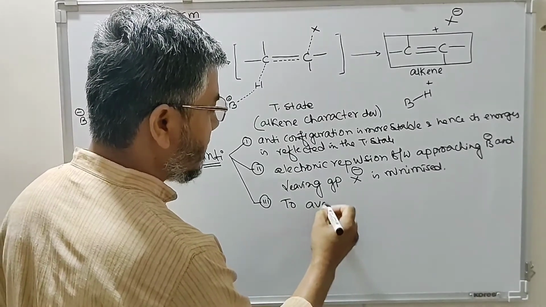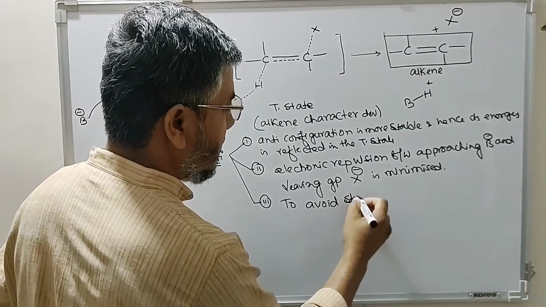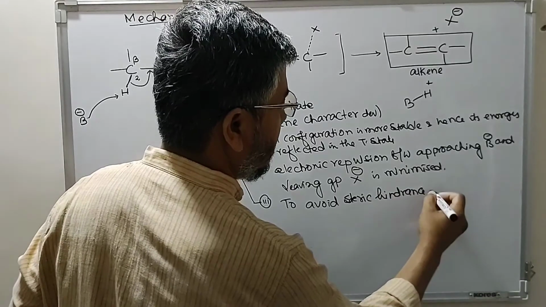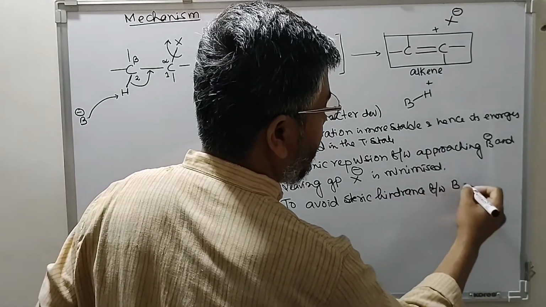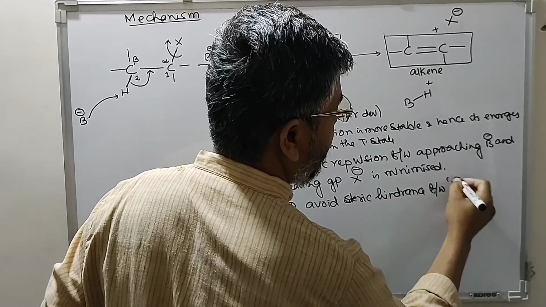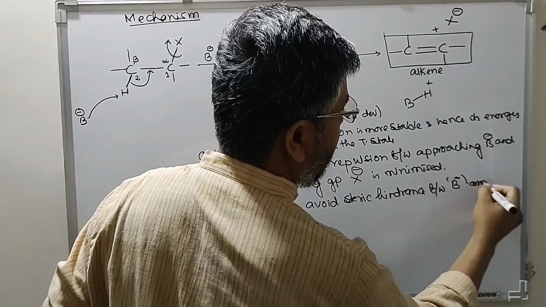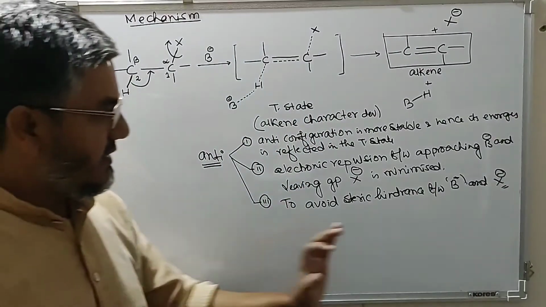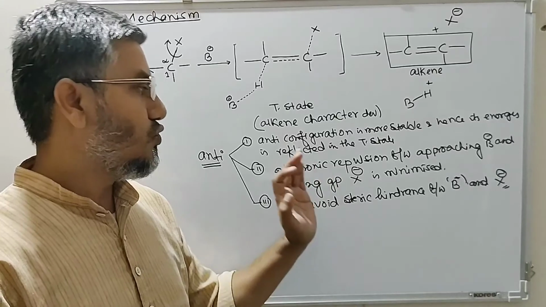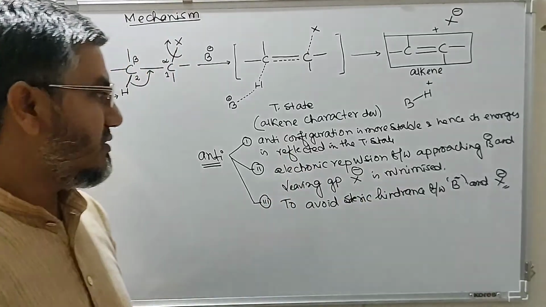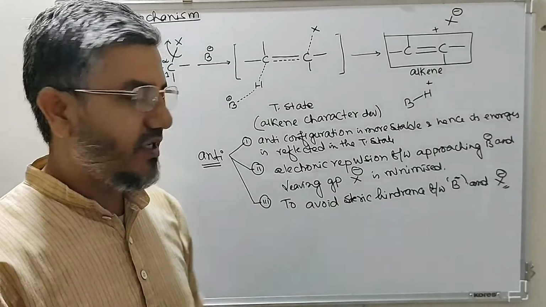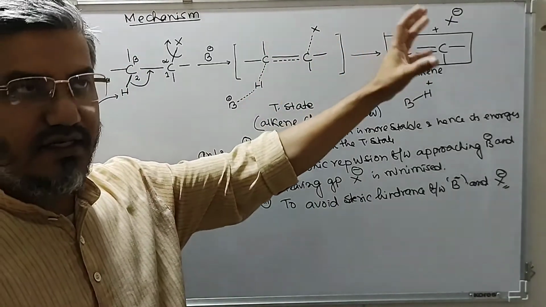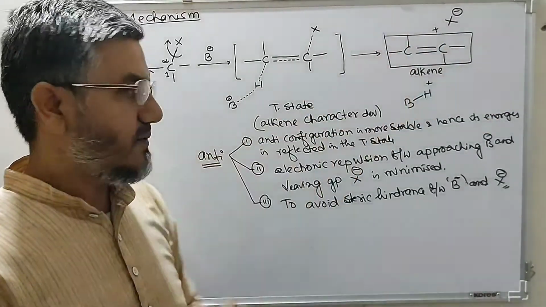So to avoid steric hindrance between base B minus and the leaving group X minus, to minimize repulsion between base and the leaving group X, these groups should be at a distance of 180 degree, or anti or trans position.